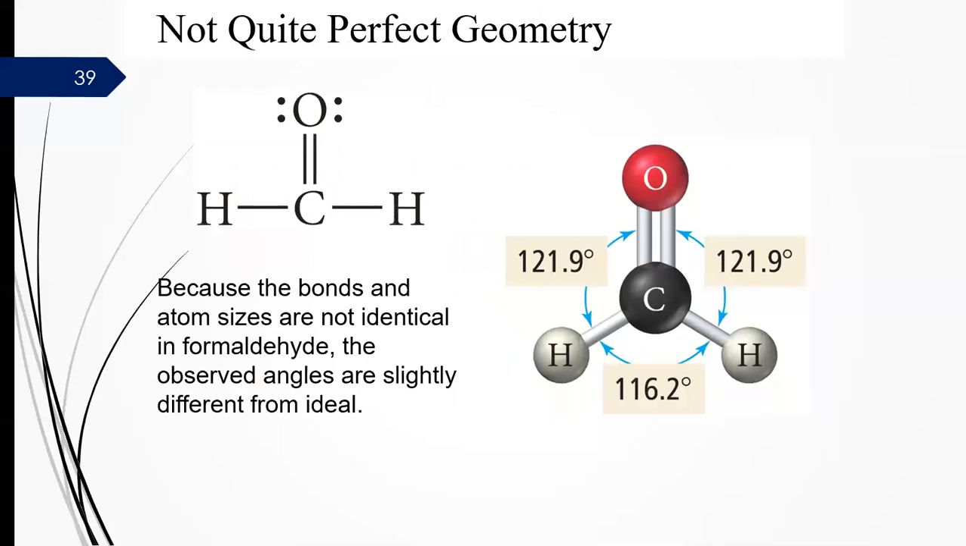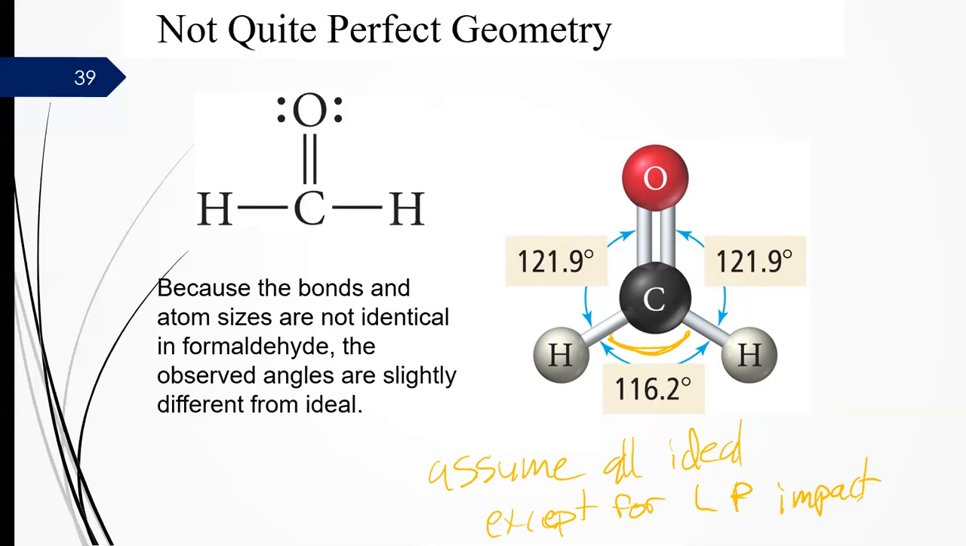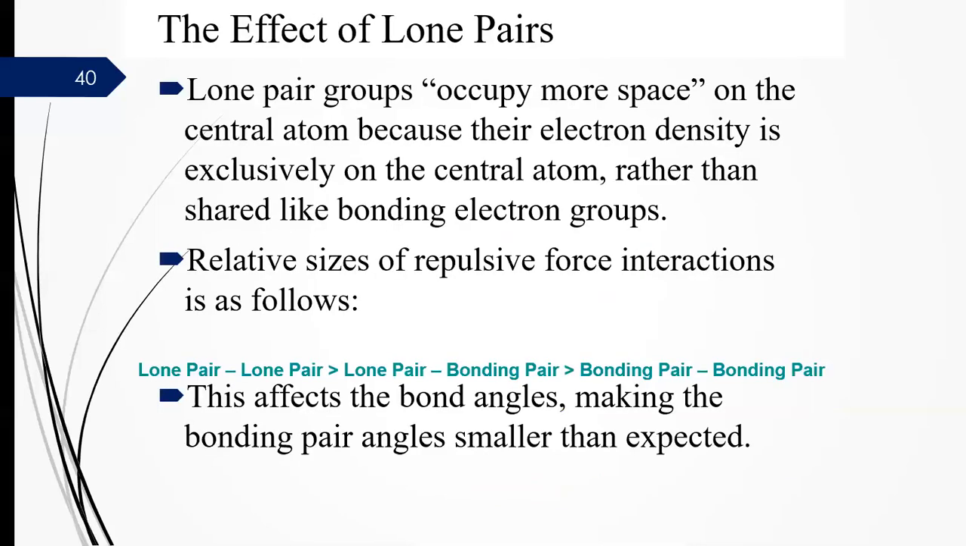You can kind of see it here as well. Each of these should be 120 degrees apart if they were all perfect. But because this oxygen's double bonded, you can kind of see it squeezed down here a little bit, and that's going to squeeze these to be a little bit tighter. So when we talk about bond angles, we're just going to assume that they're all ideal, except for the lone pair impact, which we're going to talk about. Now, while your different groups do matter, lone pairs have the largest impact.